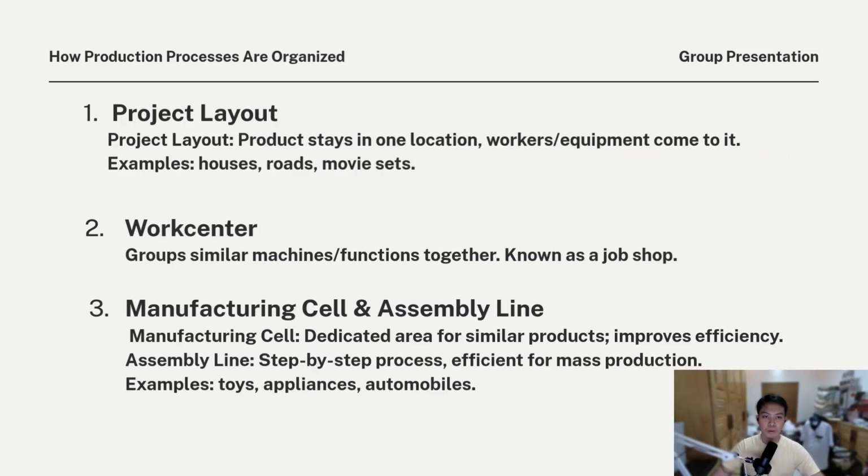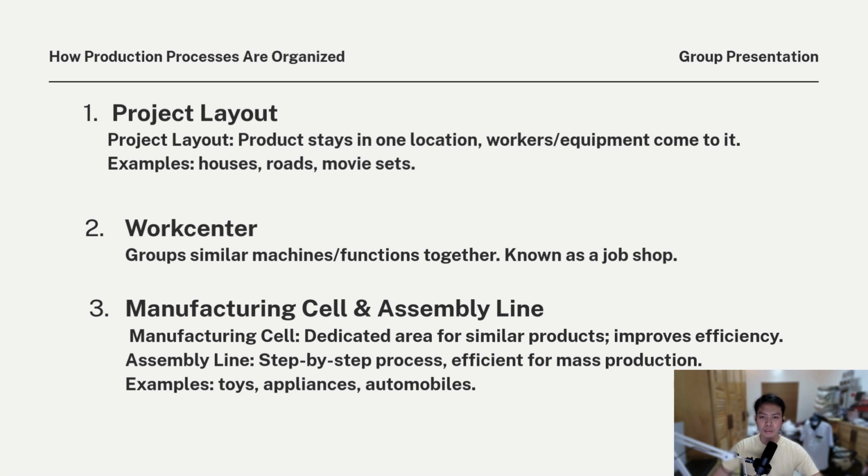Number one, project layout. In this layout, the product remains in a fixed location, and the equipment or workers are brought to the product. Examples: houses, roads, or movie sets. Since the product is usually large and bulky, different areas are designated for tasks such as staging materials or managing equipment.